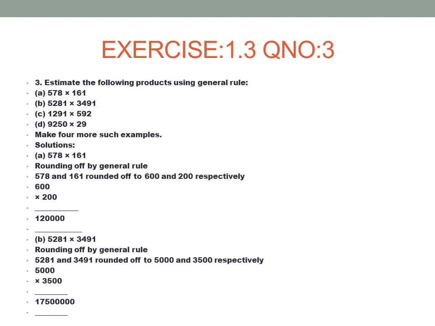Now after doing that, 5,000 into 3,500 will give you 1 crore 75 lakhs. Hope it is clear to you. This point has to be made clear, that here we have not rounded up to 3,000, but instead of that we have taken 3,500. Hope it is clear to you.